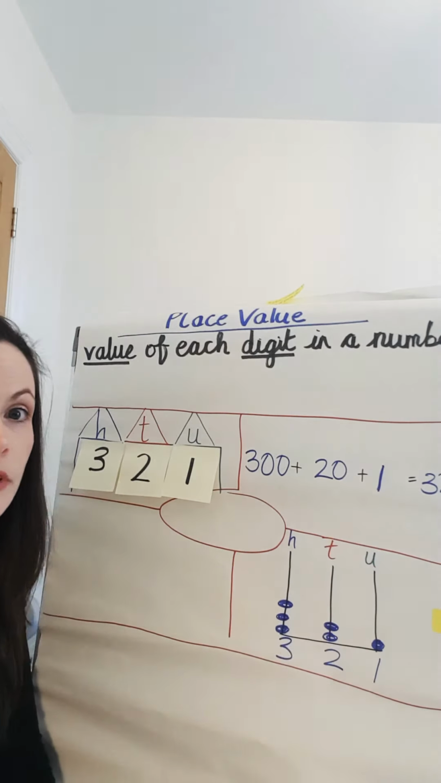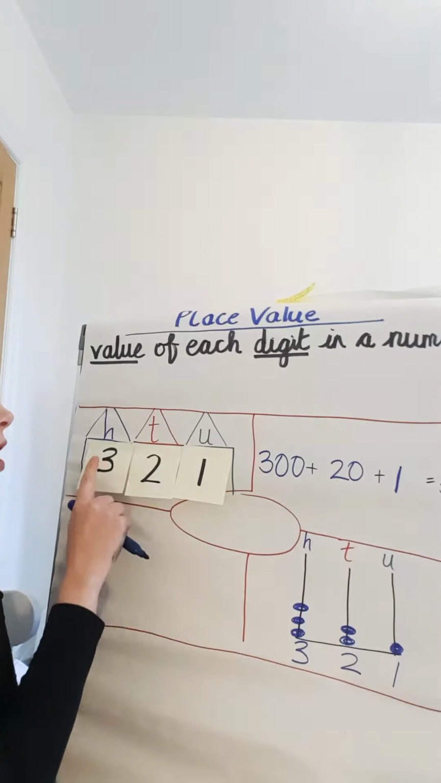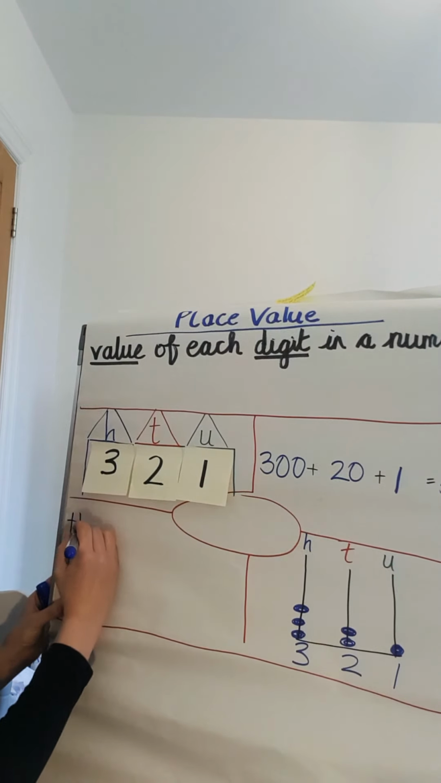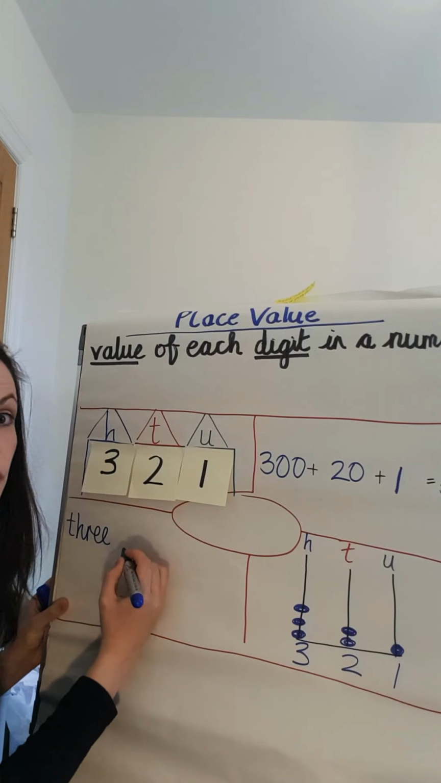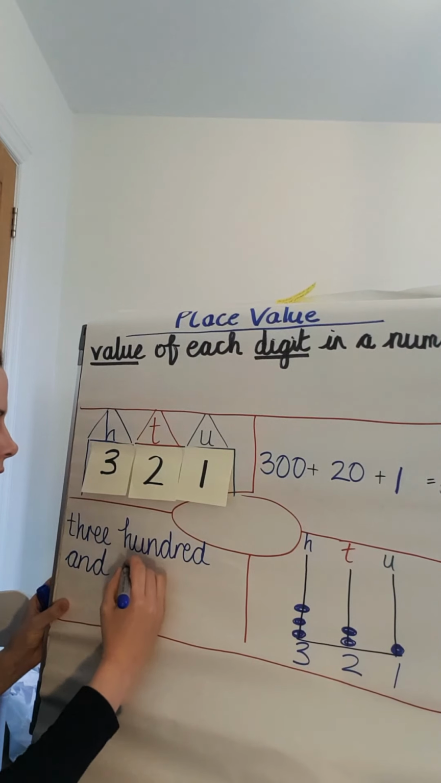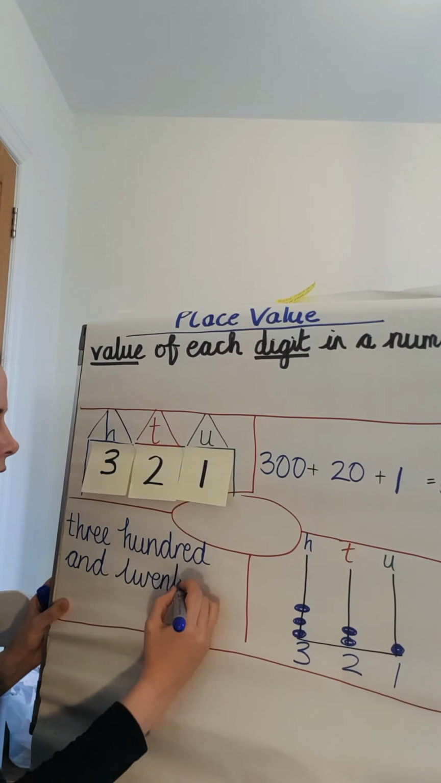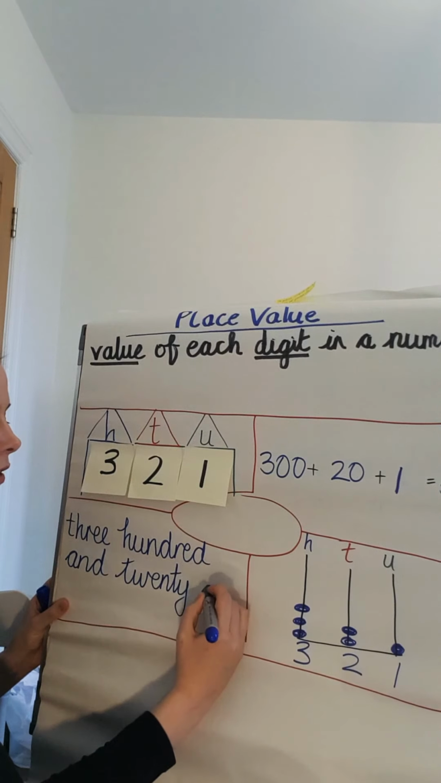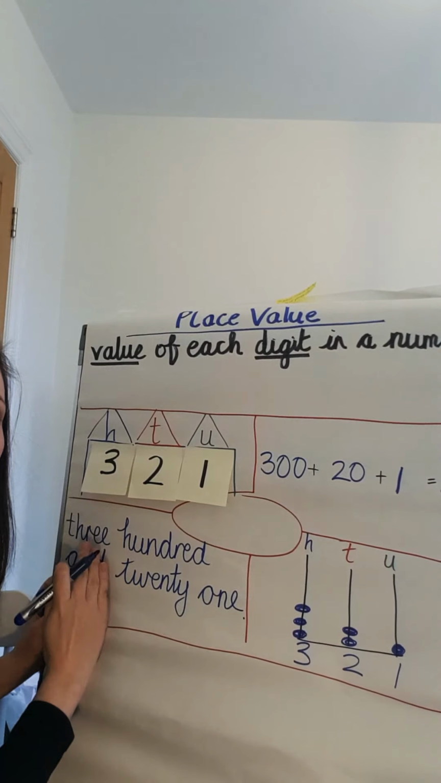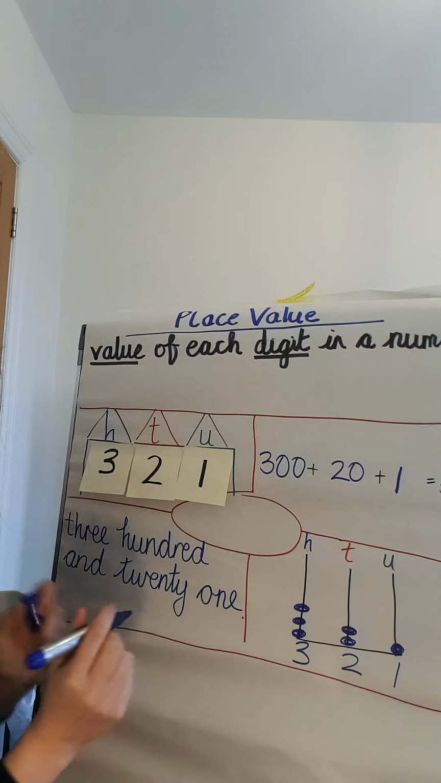321. And lastly, what we can do is write it out in word form. So what are the words to show 321? 300 and 21. When you're writing them out in words, you start with the biggest digit. 321.